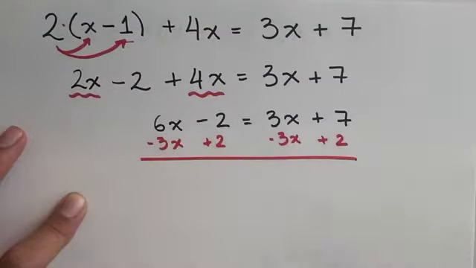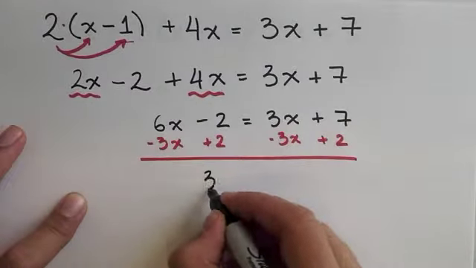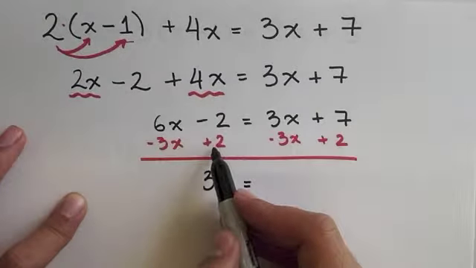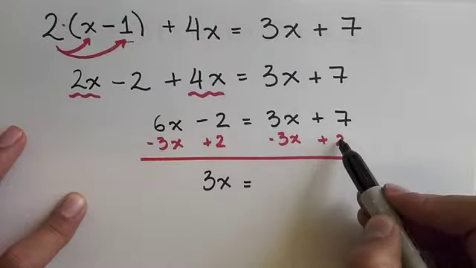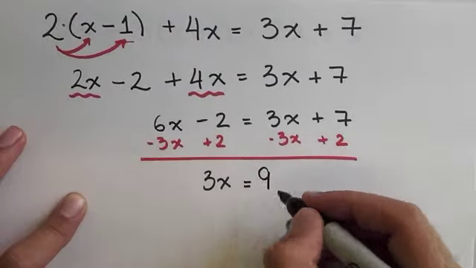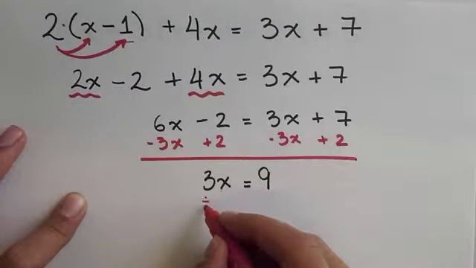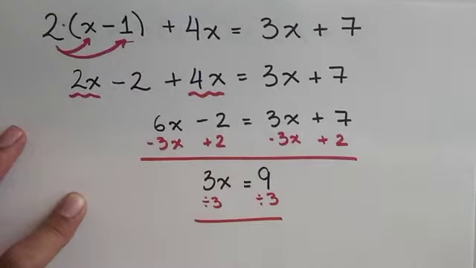As a result, I obtain 6x minus 3x would give me positive 3x. This negative 2 plus this 2 cancels out, this 3x minus 3x cancels out, and 7 plus 2 gives me 9. Finally, to isolate this x, I need to divide by 3 on both sides, and I obtain as a result x equals 3. And this is our result.